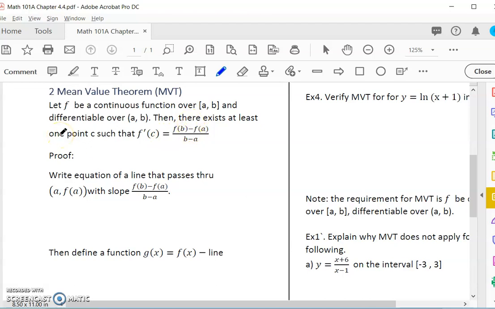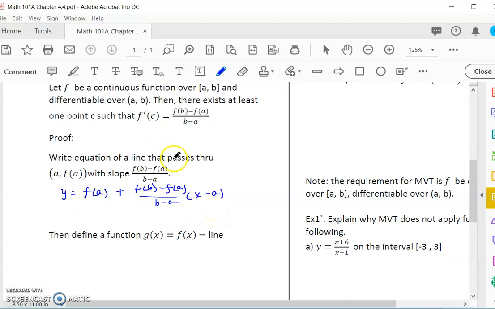To prove that, let's write the equation that connects the two points, meaning it passes through (a, f(a)) with this slope. Using point-slope form, our point is this and our slope is this. So the equation would be y is equal to f(a), y2 minus y1, we move it over, plus (f(b) minus f(a)) over (b minus a) times (x minus a). That is y minus y1 equals m times (x minus x1).